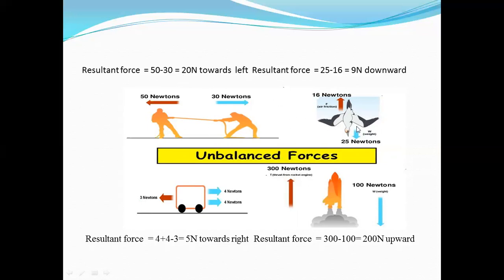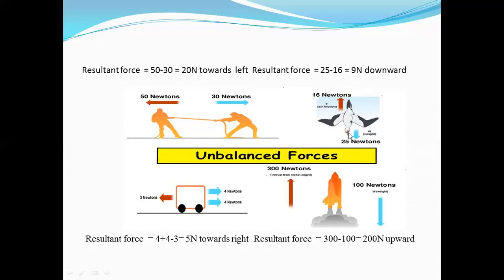The second example is of this bird flying vertically downward. Two forces are acting. One is the weight of the bird acting in the downward direction, which is 25 Newton. Other is the air resistance acting in the upward direction and its value is 60 Newton. Over here you can see that these two forces are opposite but they don't have same magnitude. Their magnitude is different. So when we calculate the resultant force, it will not be zero. Resultant force will be equivalent to 25 minus 16. Answer is 9 Newton.